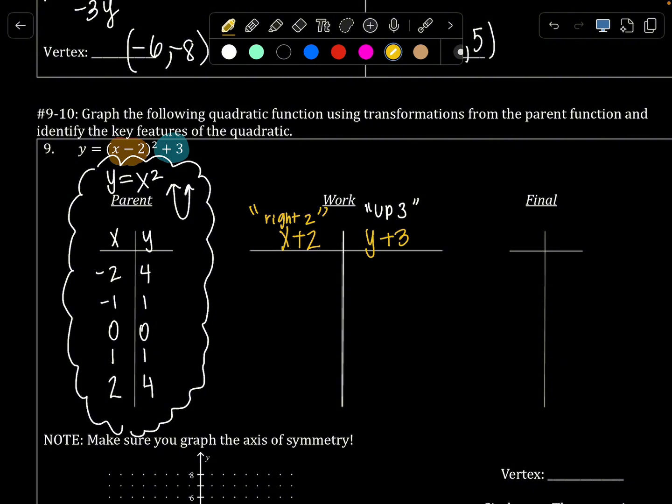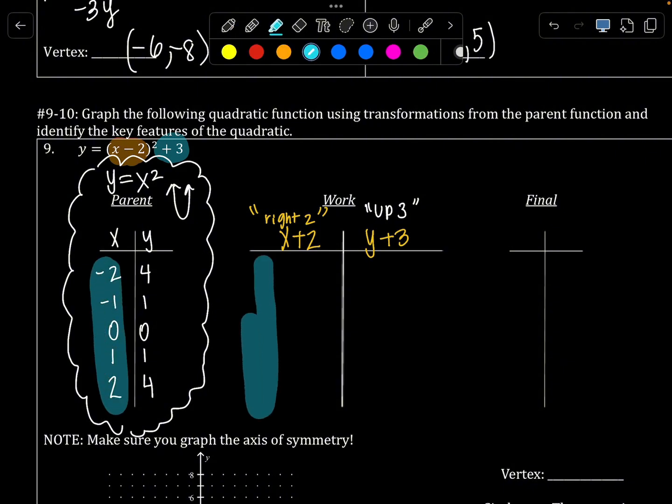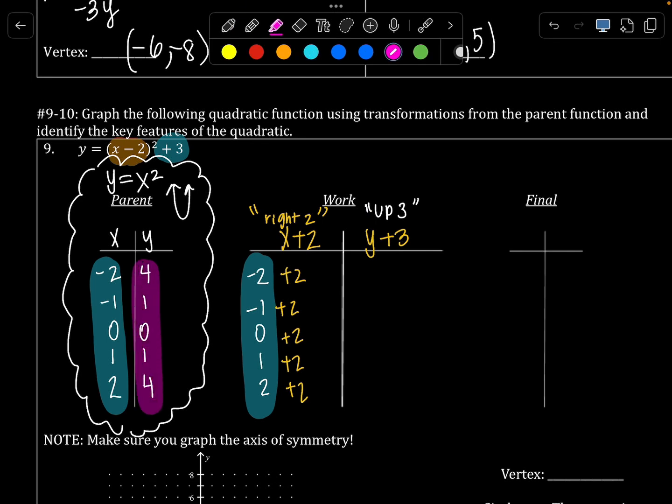Can we do the math? 100%. All these guys are going to be pretty much copy-pasted over here. So -2. I'm taking all of my x values, and I'm going to add 2, add 2, add 2. And I'm going to take all my y's, and I'm going to add 3. There you go. And let's do the math.